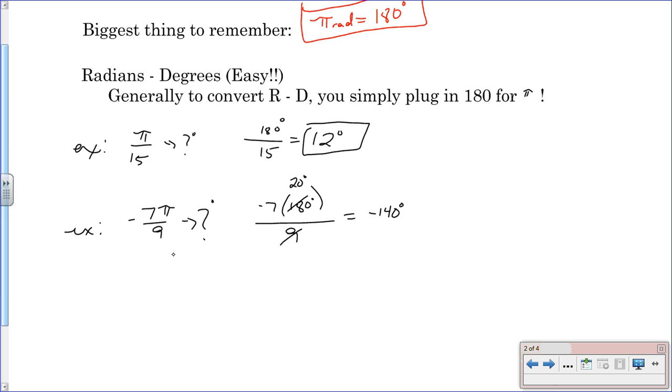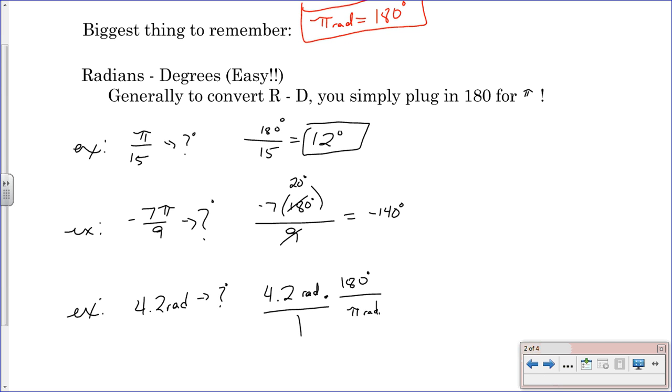Now, what happens if we don't have pi in our measure? Say we want 4.2 radians converted to degrees. How would we do that? Well, it's still pretty simple. You're going to take 4.2 radians and multiply that by 180 degrees over pi radians.